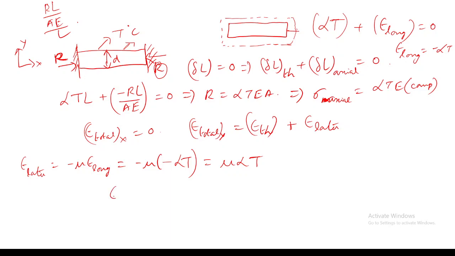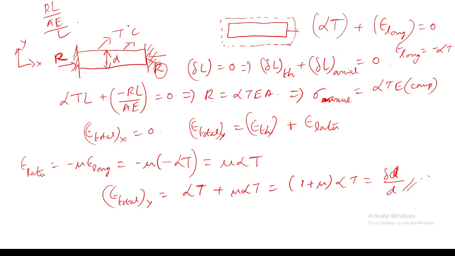So the total strain in the y direction will be equal to alpha T, which is due to the temperature increase, plus mu of alpha T, which equals 1 plus mu into alpha T. This I can rewrite as delta D by D, the strain. Is this clear? Yes, sir.